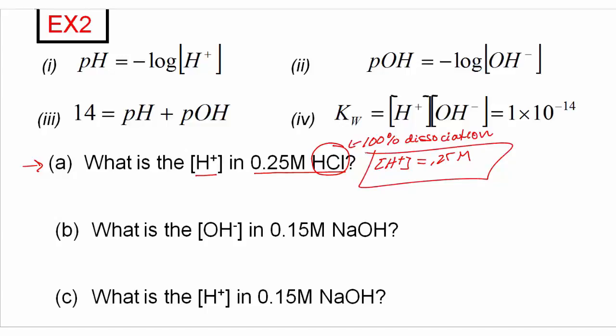What is the hydroxide concentration in 0.15 molar NaOH? Again, strong base. So that means 100% ionization, 100% dissociates. So the concentration of hydroxide and sodium too, they're both 0.15 molar.